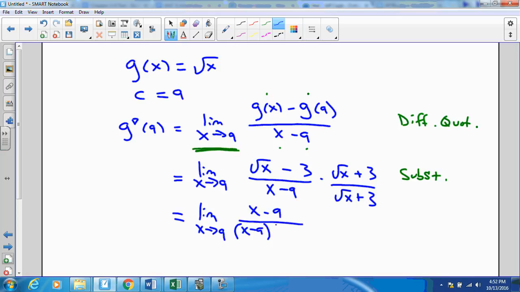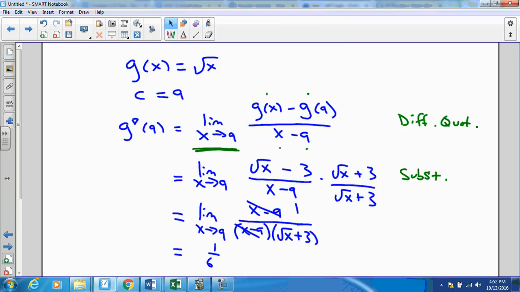And we do. On the top we get x minus 9. At the bottom we have x minus 9 times root x plus 3. And these factors cancel, giving me 1. And if I now let x go to 9, I get 1 over 3 plus 3, or 1 over 6, just as we did in the other definition.